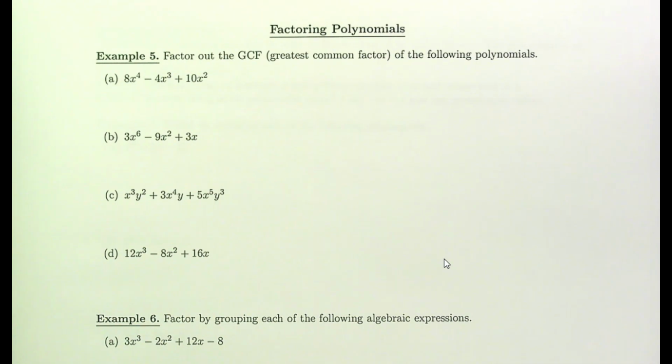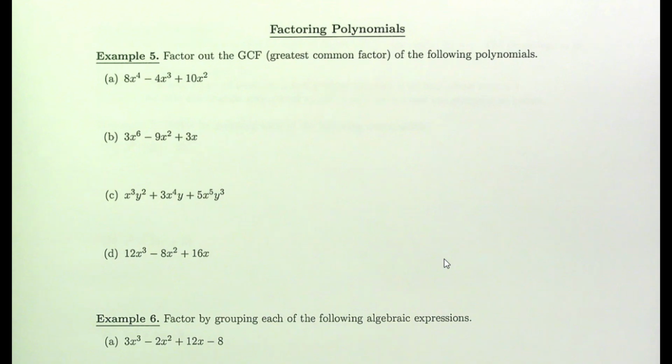And there are several methods for factoring. We're going to discuss four. The first one is always applicable, and the other three depend on the circumstances. So the first one is, if they ask you to factor something, the first thing you need to do is factor out the GCF.